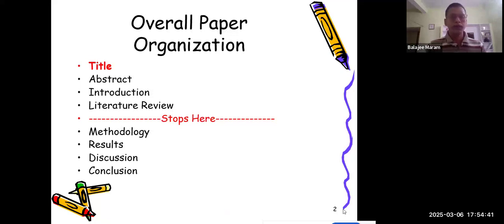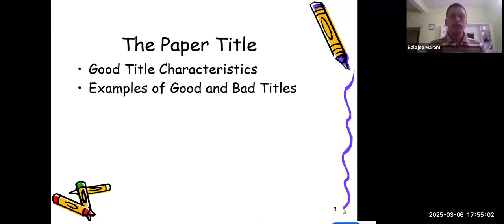Here, the paper starts with the title, then keywords, abstract, introduction, literature survey or literature review, next methodology, results, discussion, and conclusion. Now we start with the title. What about the paper title, technical paper or research paper title? What are the good title characteristics and examples of good and bad titles?